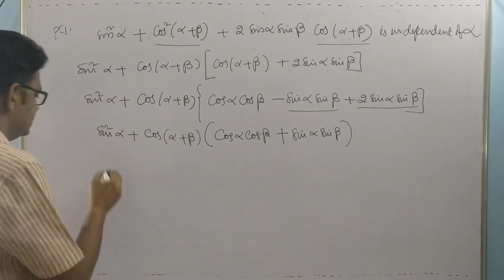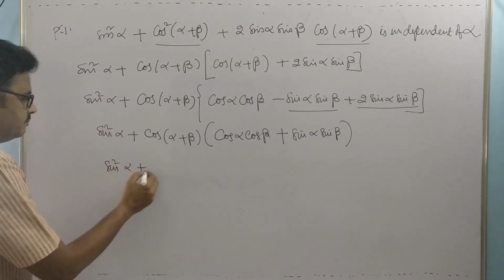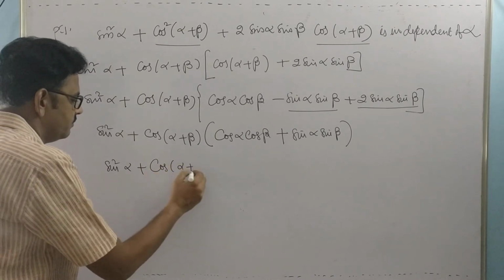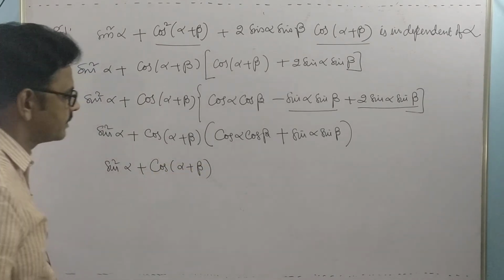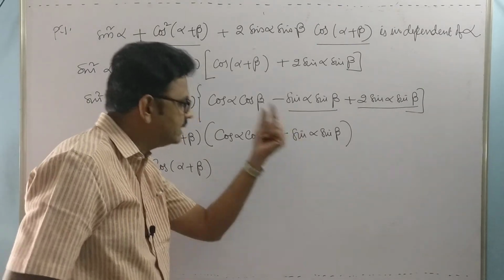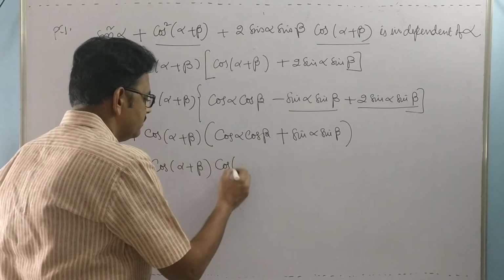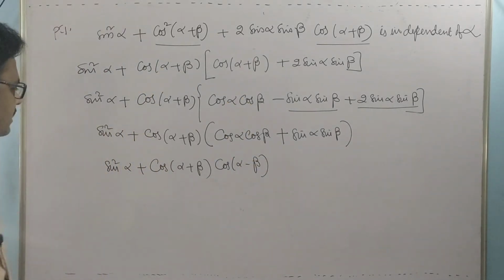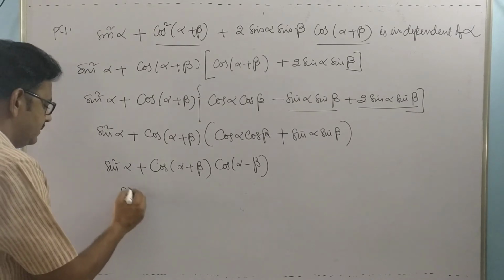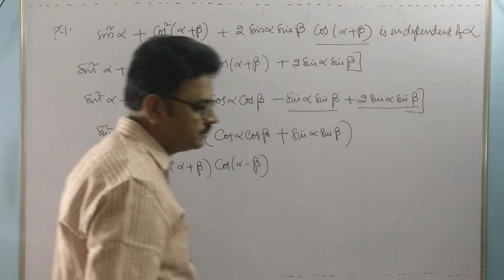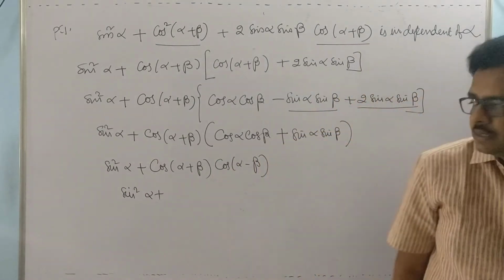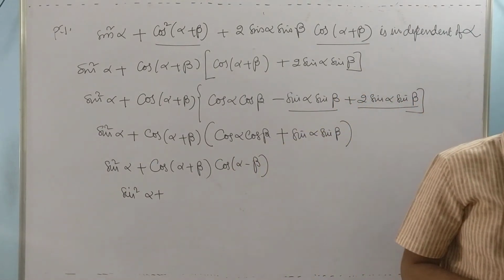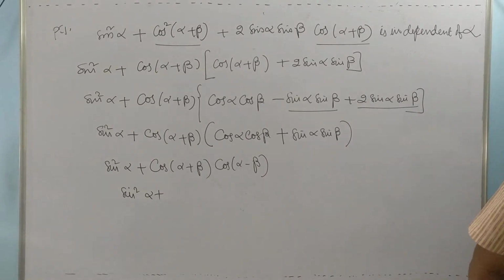Now this is sin square alpha plus cos of alpha plus beta, cos alpha cos beta plus sin alpha sin beta, which is cos of alpha minus beta. So this is sin square alpha plus, again we have a formula, cos alpha plus beta into cos alpha minus beta, which is cos square A minus sin square B. That is cos square A minus sin square B form.